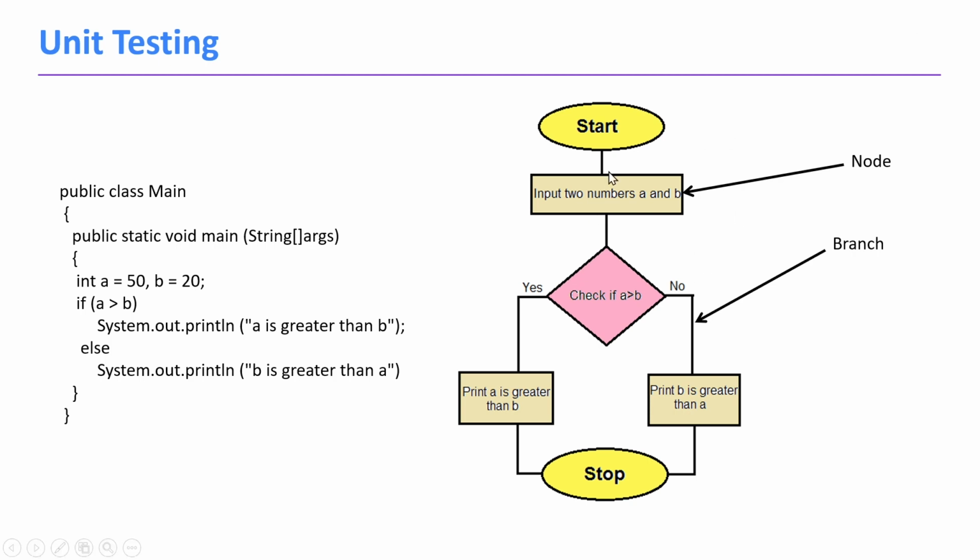This flow chart has two paths. It starts from here, then takes two inputs and verifies the condition. If A is greater, it will print A is greater and then stop. If B is greater, then it prints B is greater and then stops. So you can see that there are two paths: starting from here, this one is one path if A is greater, and starting from here, this one is another path if B is greater. Checking this flow of execution of the program is path coverage.